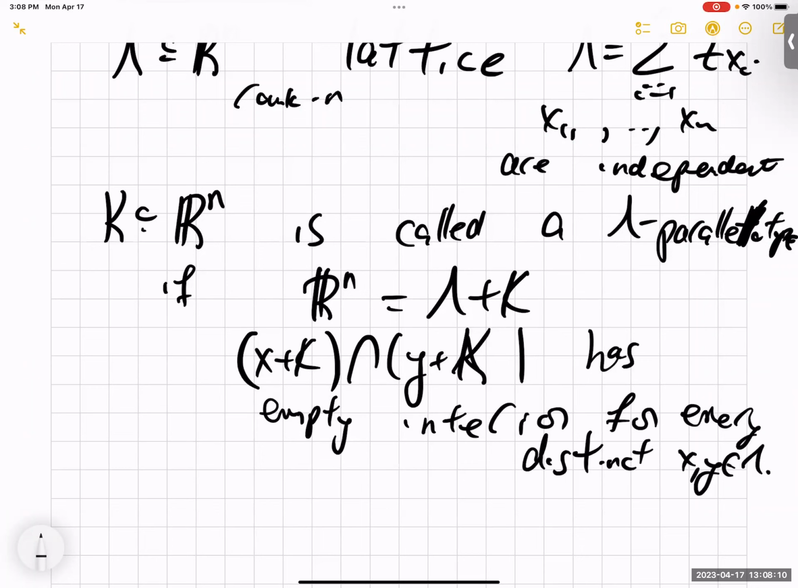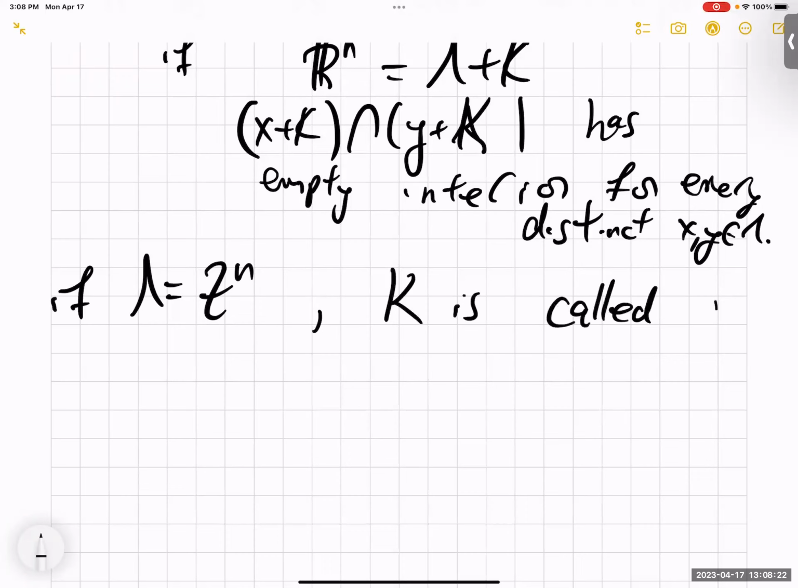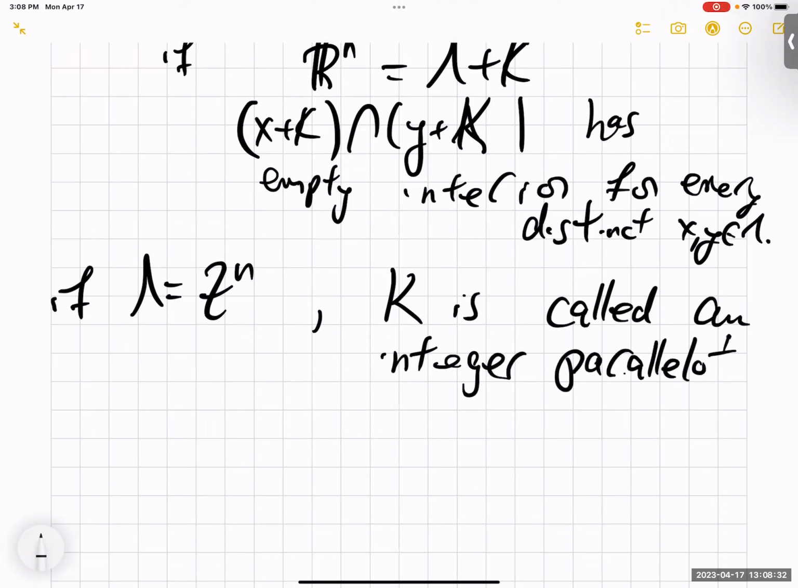And when Lambda is Z^n, then this is what we had before. We then say K is called an integer parallelotope.